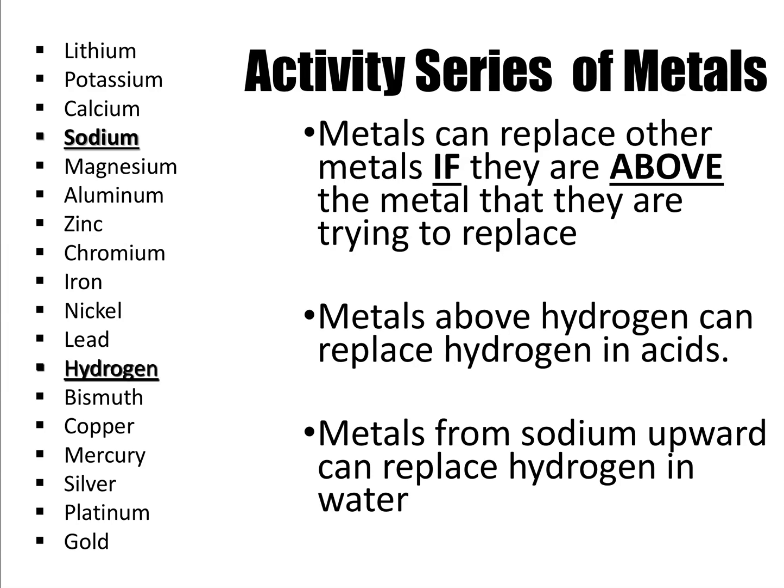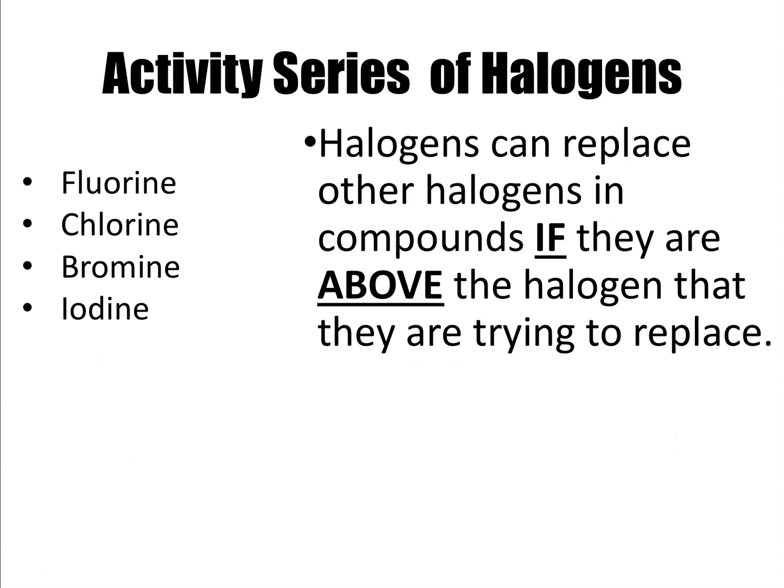So again, pretty straightforward in this chart. You look at one metal, the singular metal in the equation, compared to the metal in a compound. If the singular metal is above the metal in the compound, the reaction will occur. Questions on the activity series of metals? Okay. Now, the activity series of halogens. This one you don't need to print out because it's literally on the periodic table. It is the same order as they are listed on the periodic table.